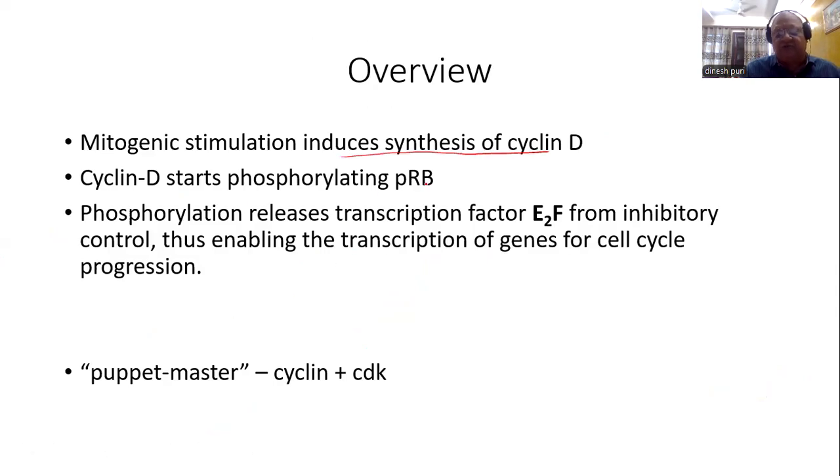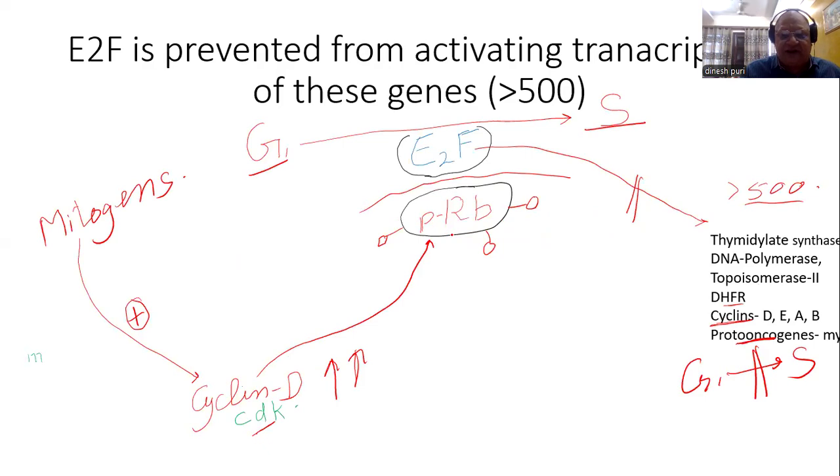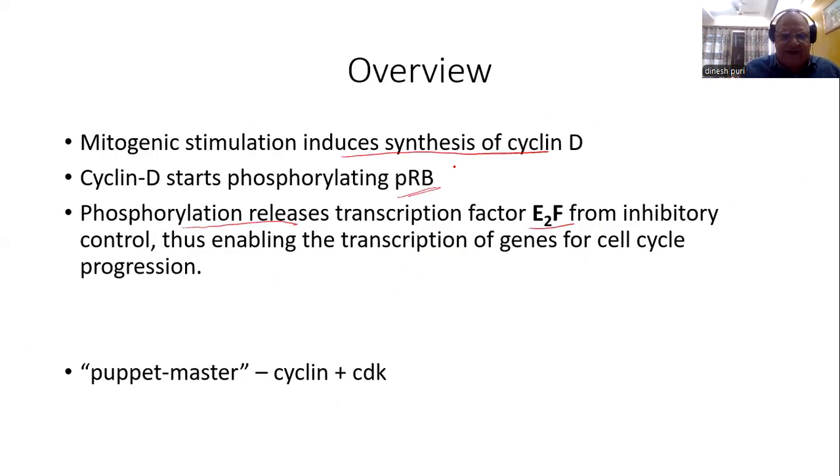Cyclin D starts phosphorylating retinoblastoma protein. So the phosphorylated pRB, phosphorylation releases the transcription factor from inhibitory control. तो ये हमने देखा, phosphorylation ने inhibitory control से रिलीज कर दिया. तो E2F, the potent transcription factor, is now free to act, loosely saying अब वतन आजाद है, and that enables the transcription of genes for cell cycle progression.